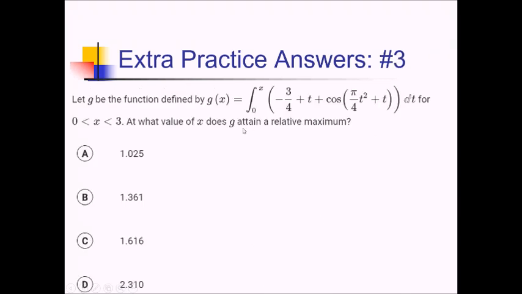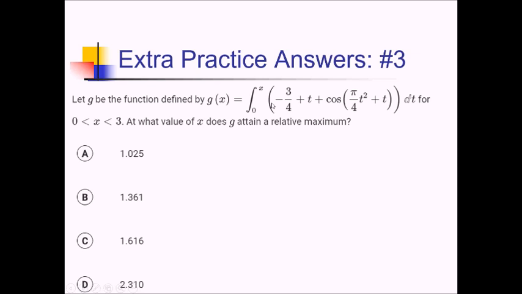On this one, g is the function defined as the integral from 0 to x of, well, all this craziness. And this is on the interval from 0 to 3. We want to know at what x value on this interval g attains a relative max. So what we're essentially asking here is, where does g prime change from positive to negative? To answer that, we first need to know what g prime looks like.